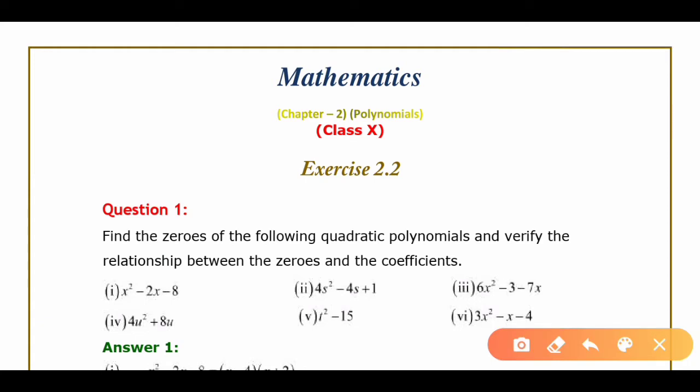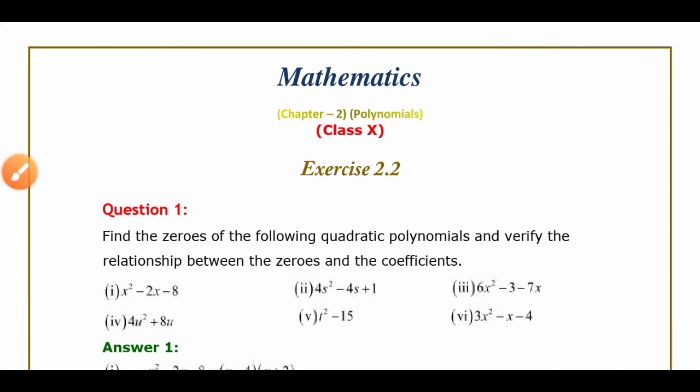Mathematics, Chapter 2, Polynomials, Class 10 CBSE, Exercise 2.2. Find the zeros of the following quadratic polynomials and verify the relationship between the zeros and the coefficients. For discussing this topic, first we'll discuss some concepts.